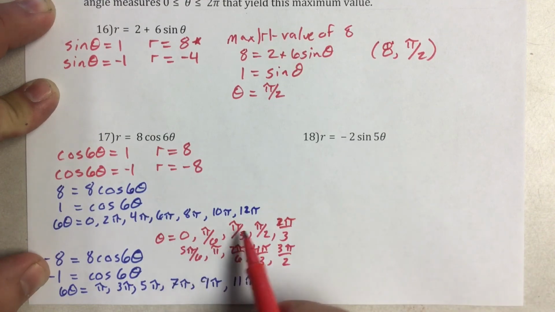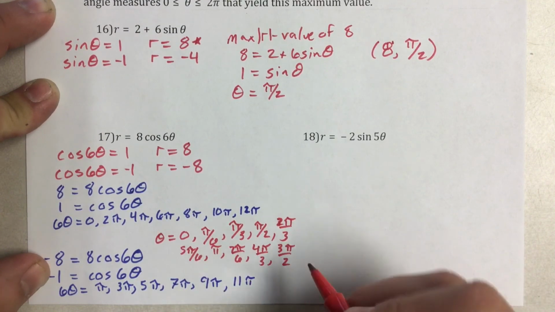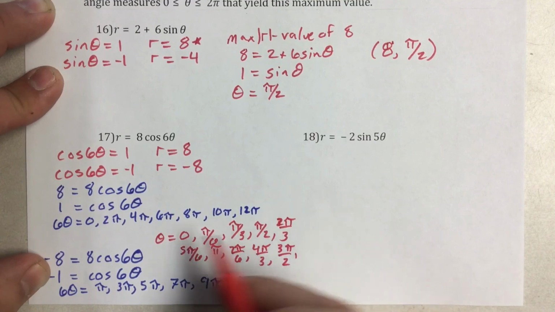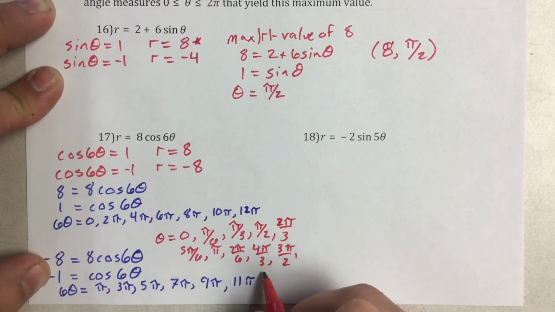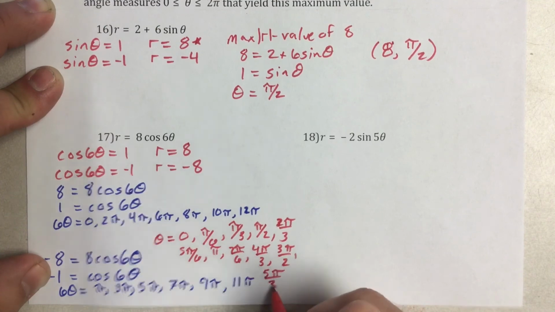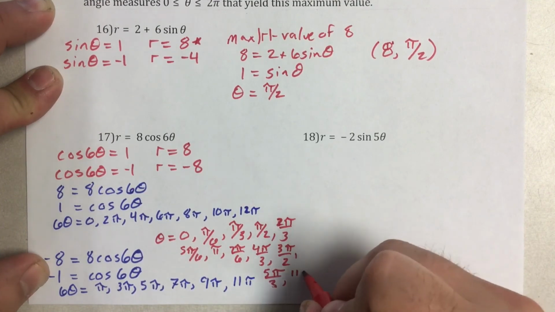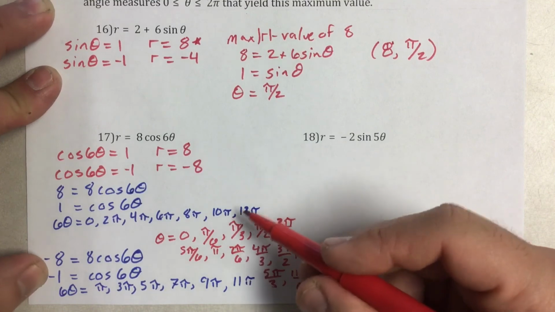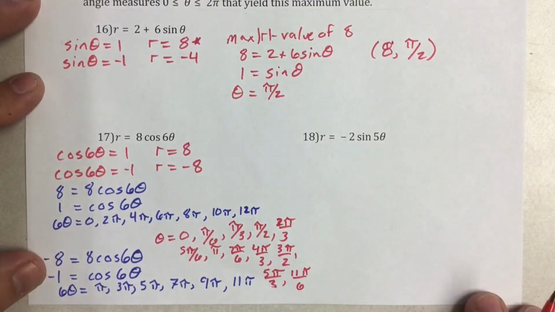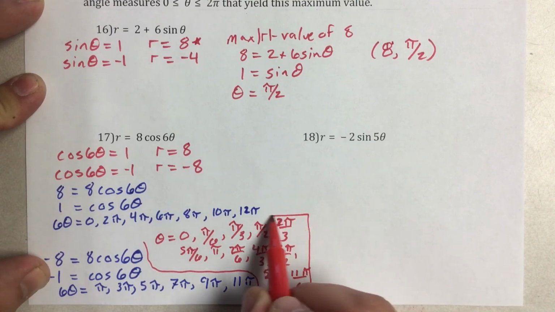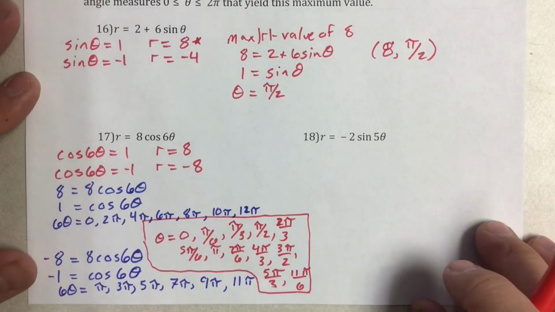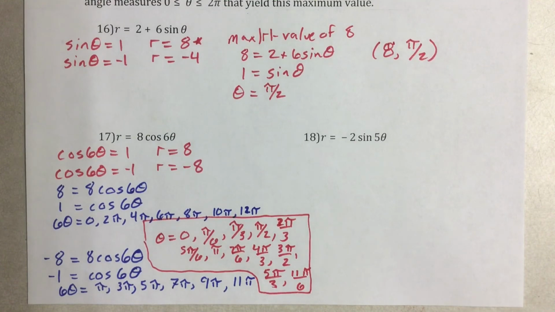My goodness, so 1, 2, 3, 4, 5, 6, 7, 8, 9, 10. We have 2 more. And then we have, after 3 pi over 2, we have 10 pi over 6, which is 5 pi over 3. And we have 11 pi over 6. Now the 12 pi over 6, that's 2 pi, so we stop there. So this is our list of theta values. Now this is 12 theta values for 12 petals.